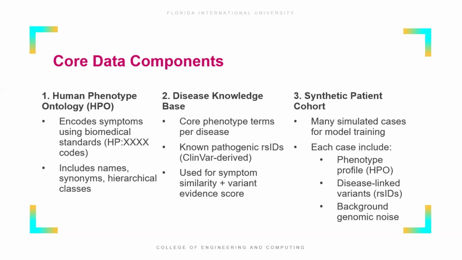The second data component is the disease knowledge base. These are core phenotype terms for disease, as well as known pathogenic RSIDs, and this is used for symptom similarity and variant evidence score. This brings us to the third data component, which is the synthetic patient cohort, which is many cases used for the model training, and each case does include phenotype profiles, disease lead variants, and background genomic bias.